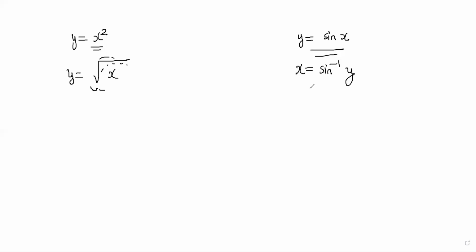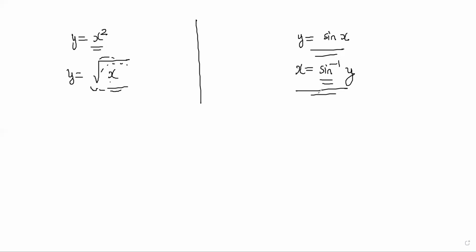Like if y is equal to sine x, then x will be equal to sine inverse of y. Basically, what are we signifying here? The x is the number. If you square it, you will get y. Yes, I got it. Are you sure you got it? Yes, I have understood.